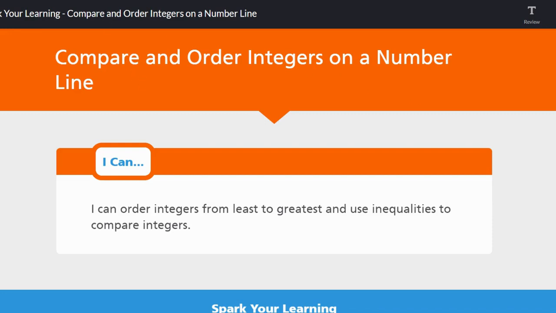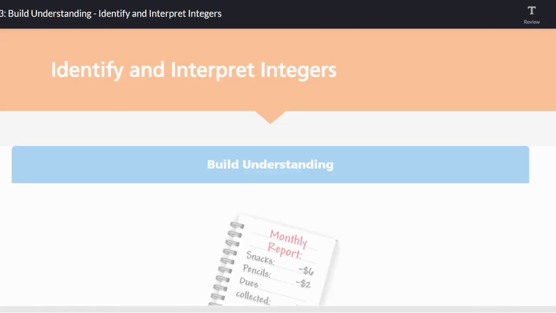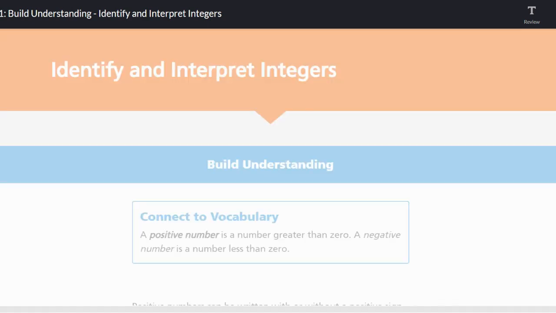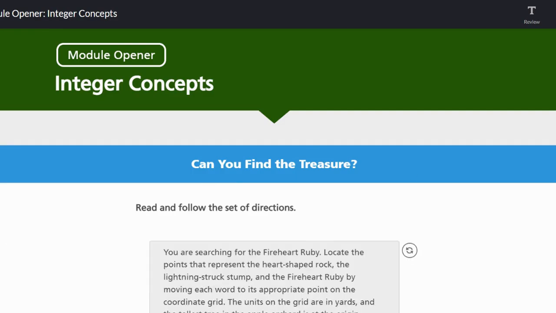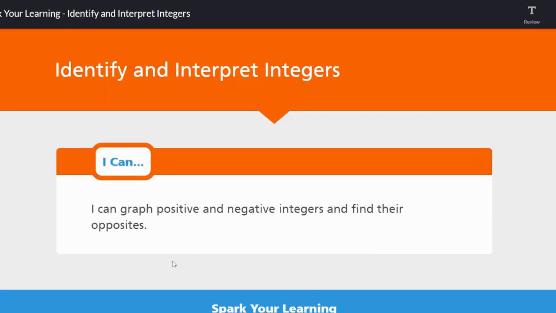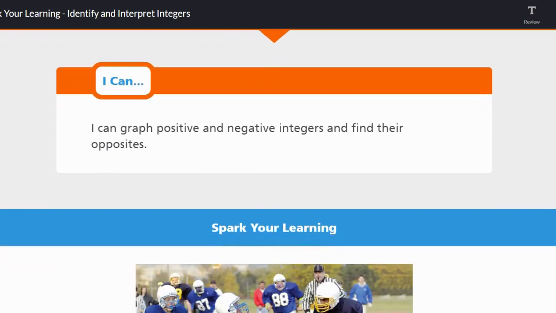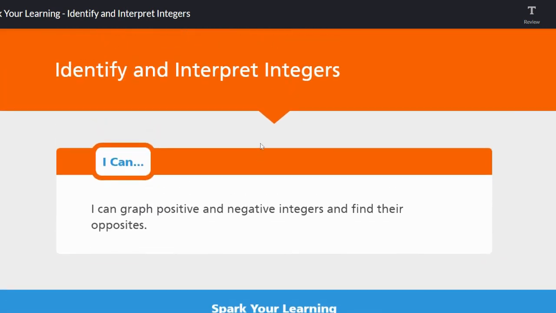All right, so let's think. Were you able to meet today's objective? That is your exit ticket when you're completing your work. The goal was I can graph positive and negative integers and find their opposites. Do you feel you're able to graph them? And do you understand what an opposite is? Think about it.